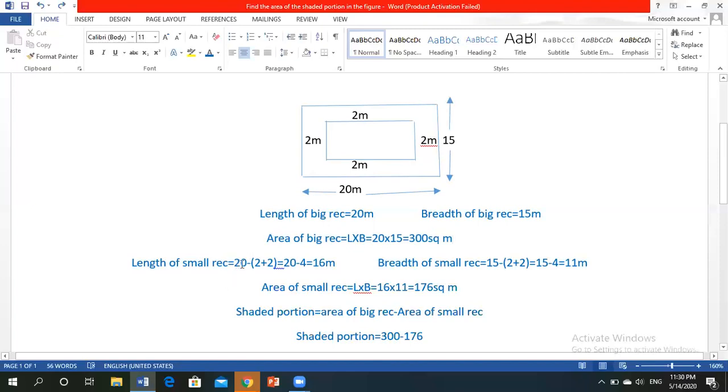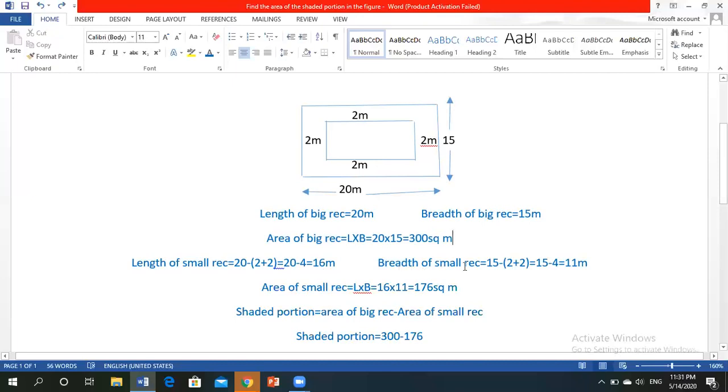So 20 minus (2 plus 2): 20 is the length of the big rectangle and 2 plus 2 is the length from both the sides. We will add 2 plus 2, 4, and we will subtract 4 from the length of the big rectangle, that is 20 meters. 20 minus 4 equals 16 meters. This is the length of the small rectangle.